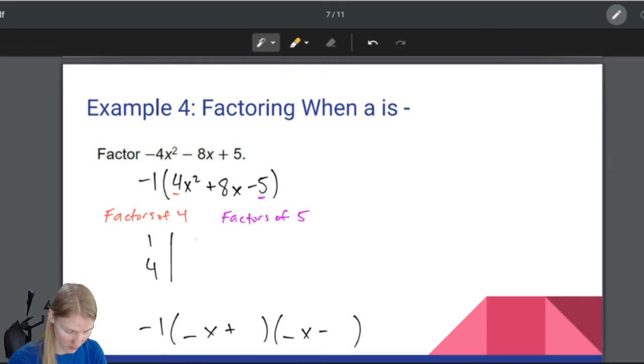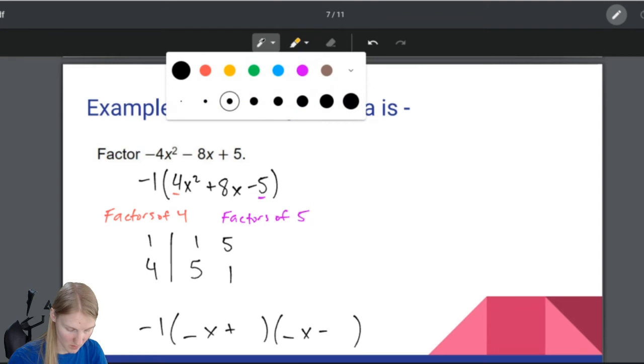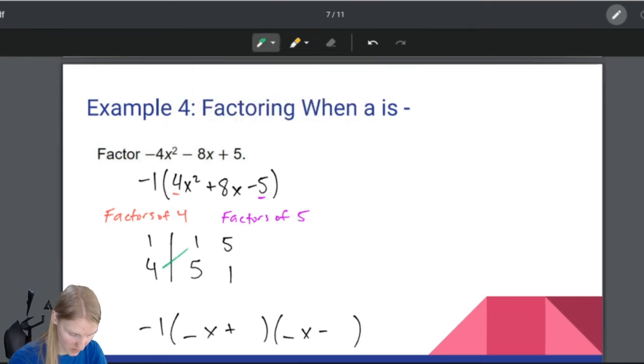The only factors of 5 are 1 and 5. So we write it 1 and 5 and 5 and 1. We write it both ways. And now we're going to do 1 times 4 is 4. 1 times 5 is 5. Is there any way I can put 4 and 5 together to give me 8? No, especially if one of them has to be positive and one of them has to be negative.